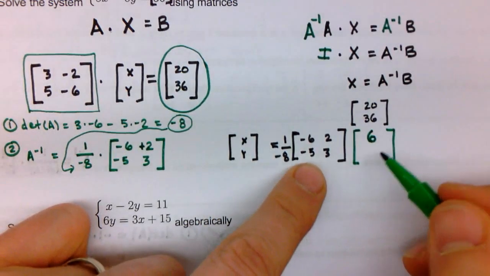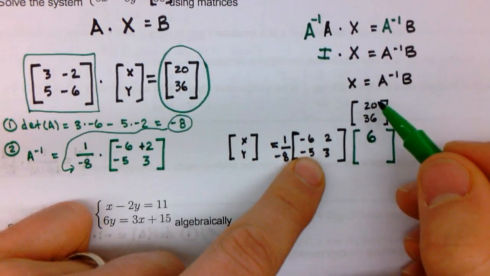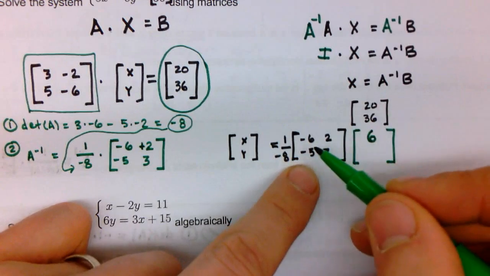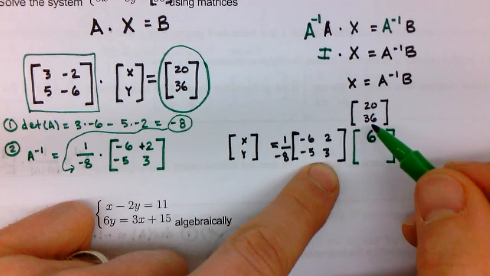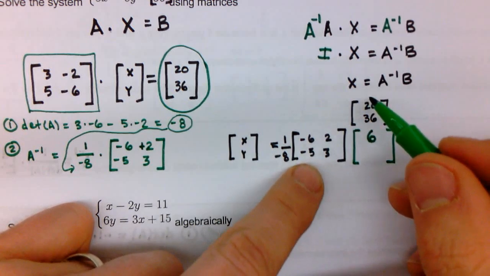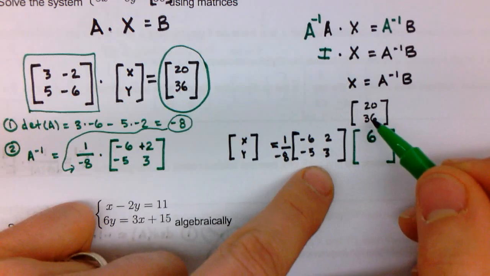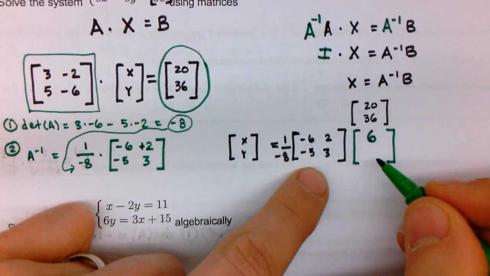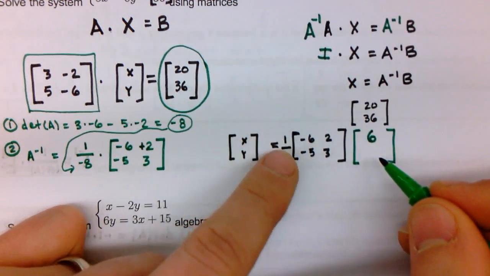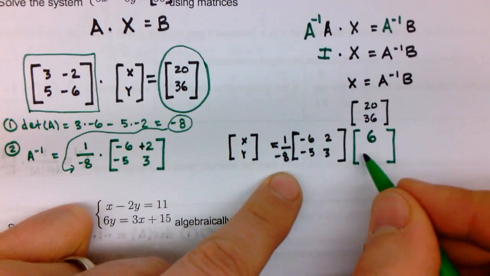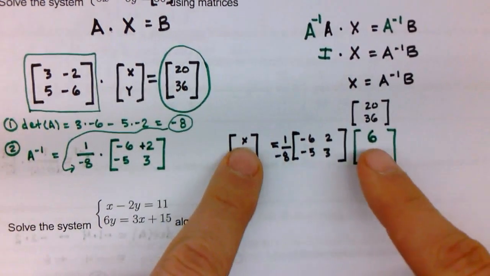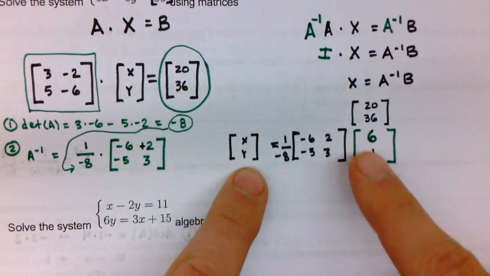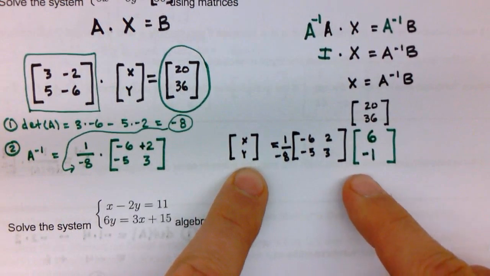Right here. Negative 5 multiplies to 20. We get negative 100. 3 times 36 gives us, what is that? 108. So we get negative 100 plus 108. What does that leave us with, folks? 8 multiplied by 1 over negative 8 is going to give us negative 1. Therefore, x is equal to 6 and y is equal to negative 1.